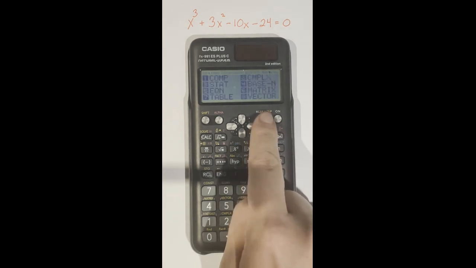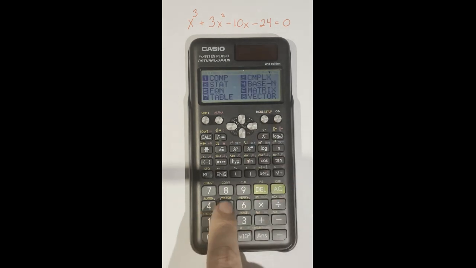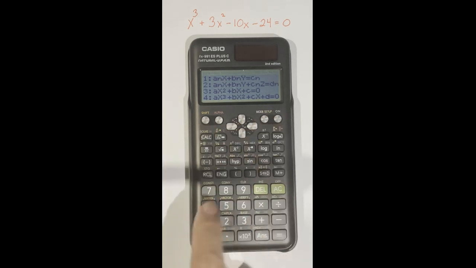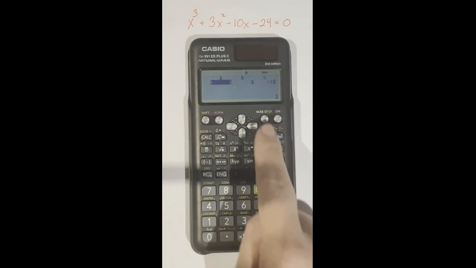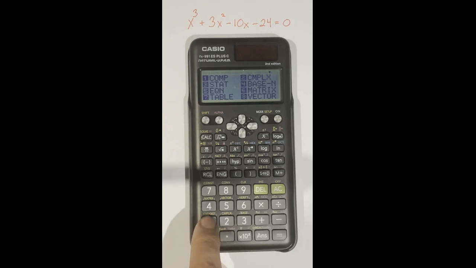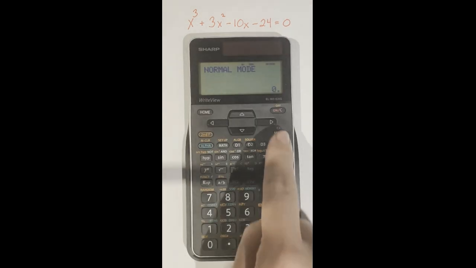If I go to Mode and then Equation, the cubic is number 4. I type in my A value, my B value, C, and D. And we get 3, -2. Great. Just make sure when you're done, you go back to Mode and Computation to get back to your normal calculator. On the Sharp, it's the same thing.